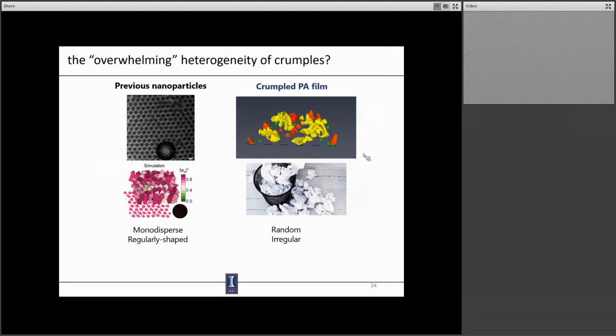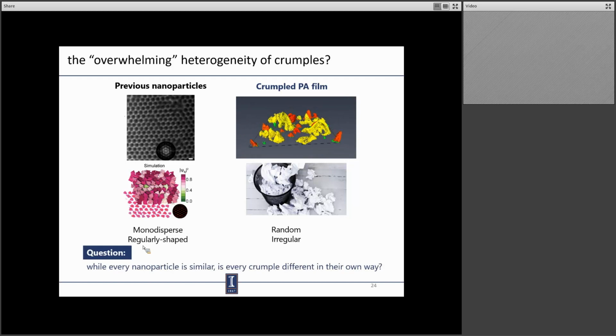So one thing you might have already recognized is that the PA crumples look overwhelmingly complex. The inorganic nanoparticles we previously studied are very monodispersed and well-shaped. Our crumples actually vary, seemingly almost completely random. So we have this one question phrased in this Anna Karenina principle: well, every single nanoparticle is the same. Is every crumple different in its own way?